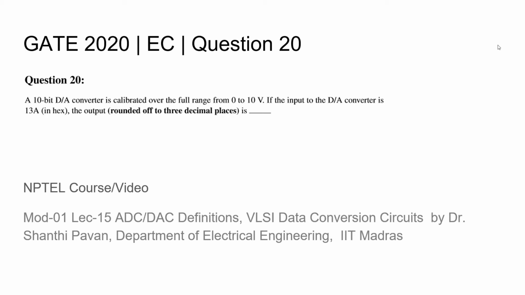This is a question from the 2020 EC GATE paper. This is question 20. It's a digital to analog converter or DAC question, which asks us to find the output voltage of a 10-bit DAC, which has a range of 0 to 10 volt for a given hex input pattern 13A. Below the question, you will find the title of the NPTEL course or video that is relevant to this topic.